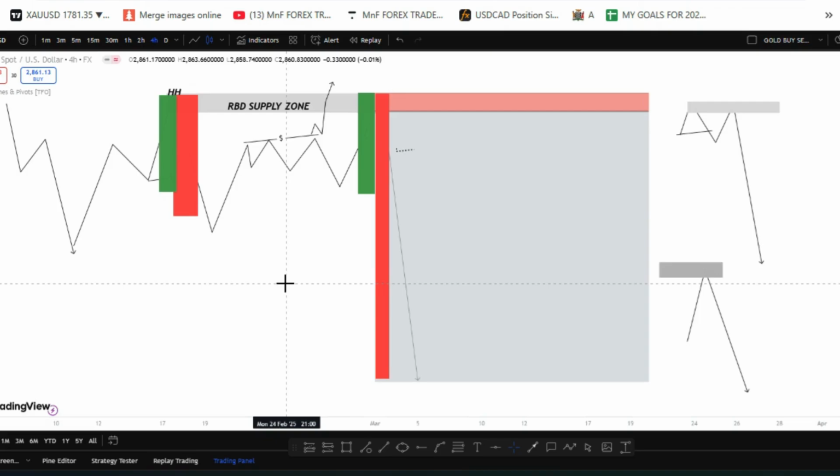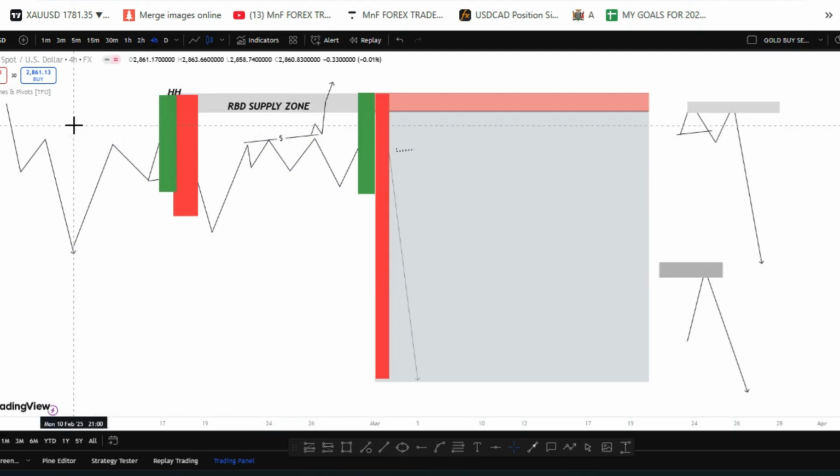Is it to the downside or to the upside? If it's going to the downside, you look for selling opportunities. If it's to the upside, you look for buying opportunities. Always trade in the direction of the major trend because that's the path of least resistance, right? So make sure you are trading in the direction of that.